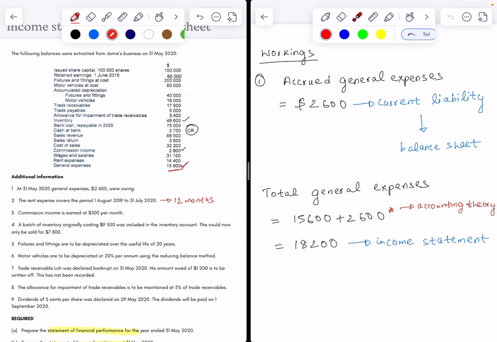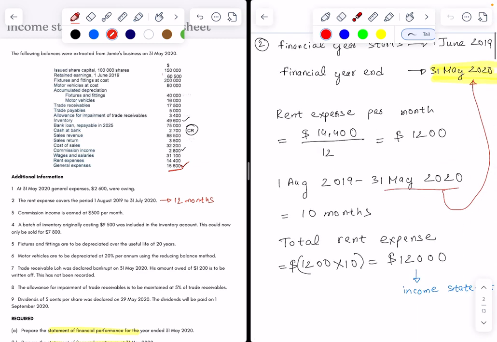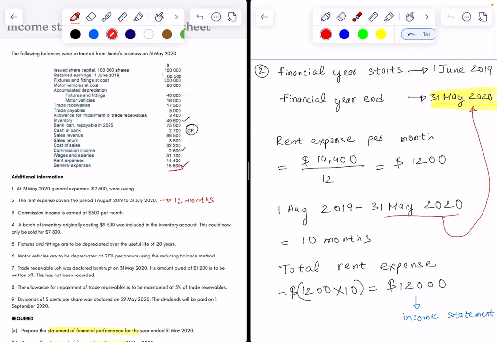All right. Now, let's move to the second additional information which we have got. The rent expense covers the period of 1 August 2019 to 31st of July 2020. We understand 1 August 2019 until 31st of July 2020 altogether have 12 months, and the rent expense amount which we can find from the list that was given to us is $14,400.